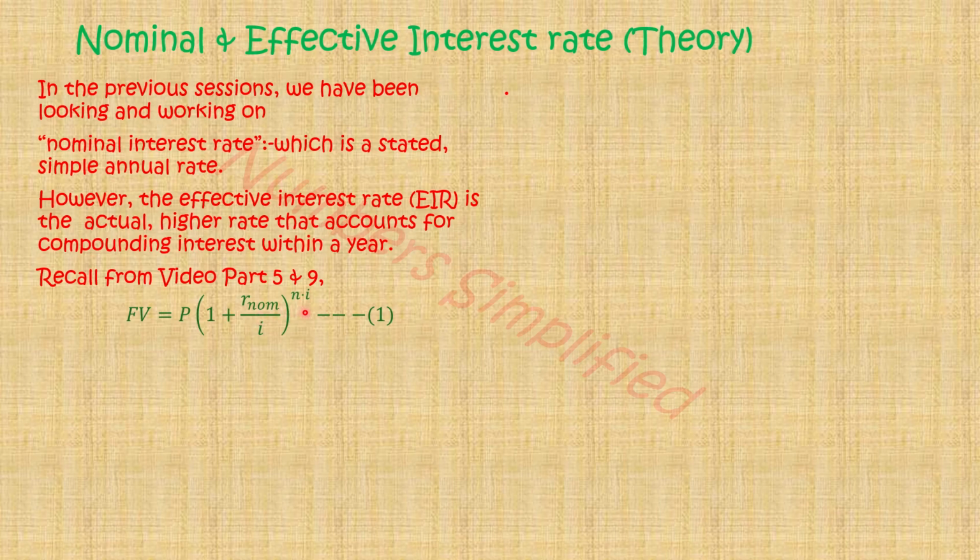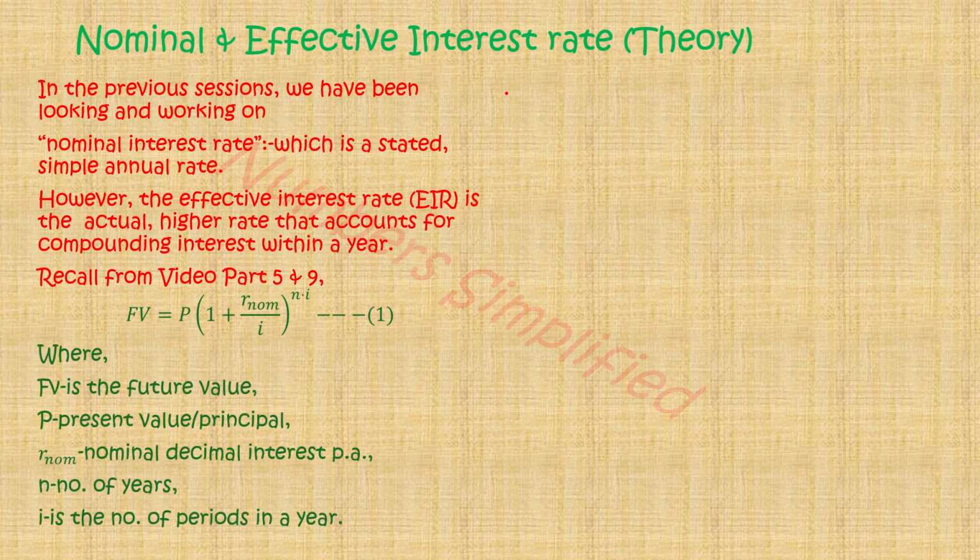And let's label this equation 1, where FV is the future value, P is the present value or the principal, R norm is the nominal decimal interest per annum, and N is the number of years. I is the number of periods in a particular year.